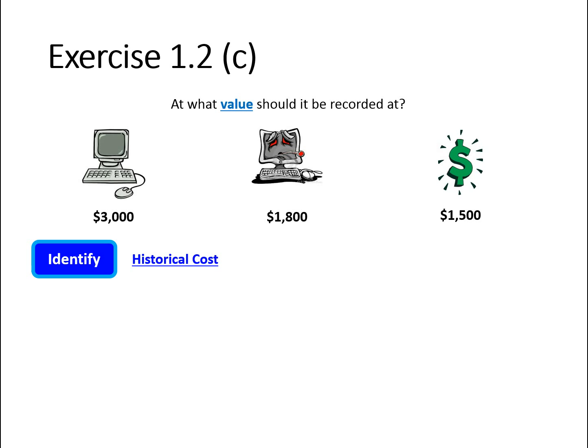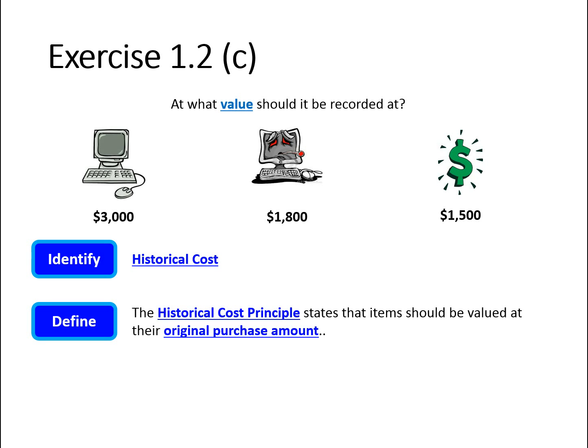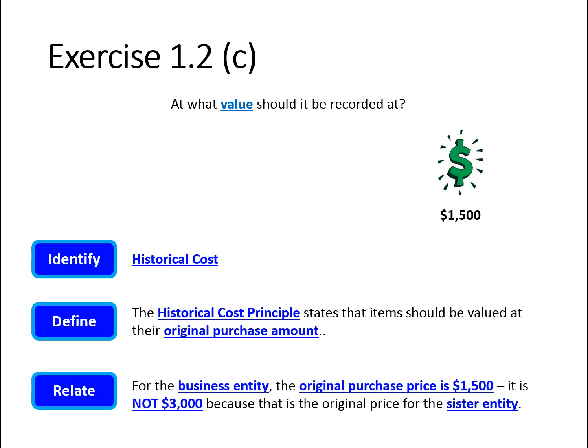So in this case, I identify it. I'm going to define it. The historical cost states that the item should be valued at its original purchase amount. Now we've got to relate it. So we actually have two purchase amounts. We've got the $3,000 the sister paid and the $1,500 that we paid. So we're actually going to go with the $1,500 that we paid, because the $3,000, while it's the historical cost for the sister, she's a separate entity. So kind of combining the entity principle here, we're actually just interested in the business as an entity. So we'll just use the $1,500 because that is the price that this business paid.